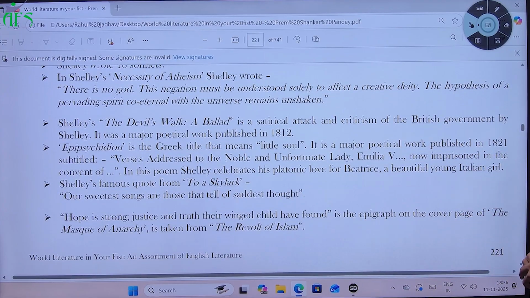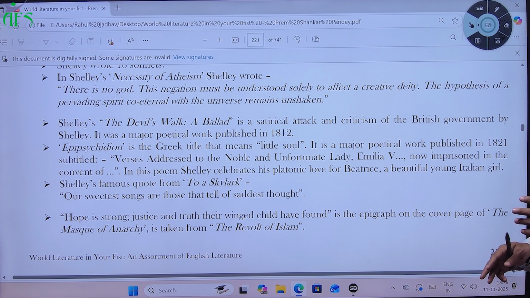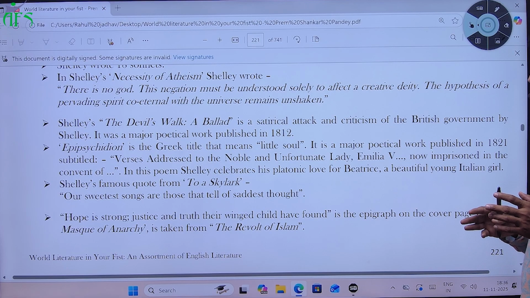Then Epipsychion is a Greek title that means the little soul. It is a major poetical work published in 1821, subtitle Verses addressed to the noble and unfortunate lady Emilia V, now imprisoned in convent of. In this poem, Shelley celebrates his platonic love for Beatrice, a beautiful young Italian girl.